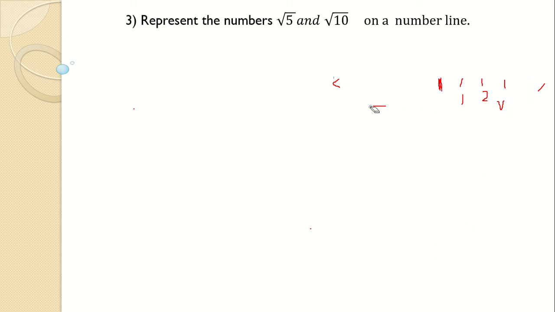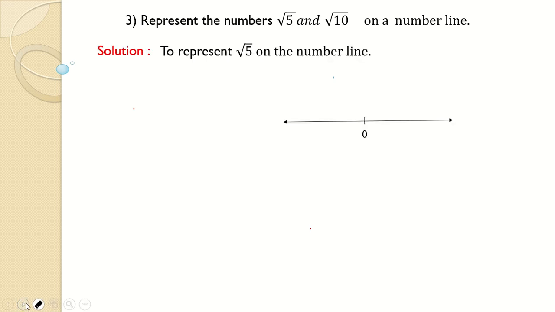Then we will take root 5 distance in the compass and mark an arc on the number line, and that will be your root 5. So let us just see. This is a number line. This is, let's say, your triangle ABC. So you want to plot root 5. So we will just keep that root 5 on the hypotenuse part there.